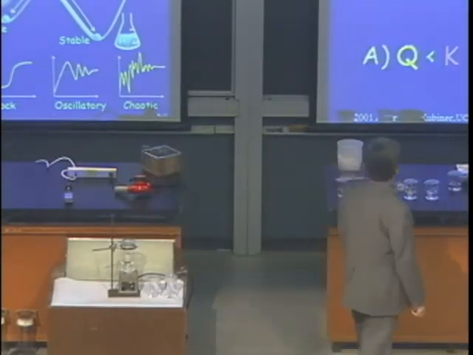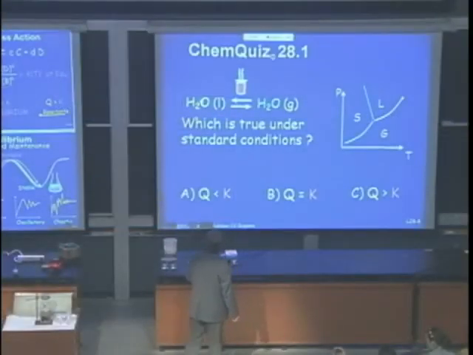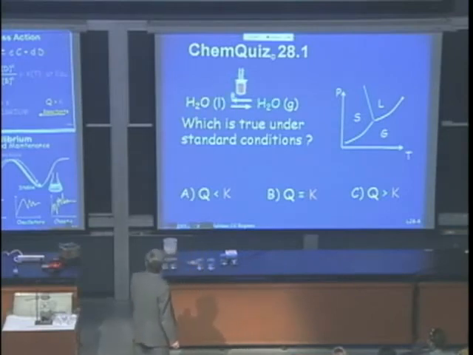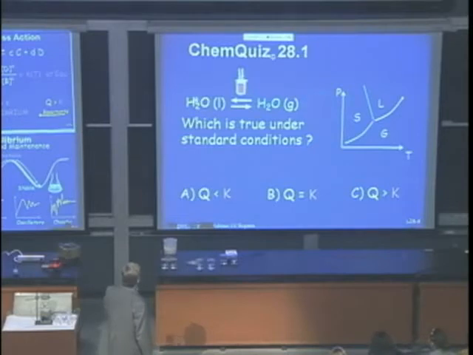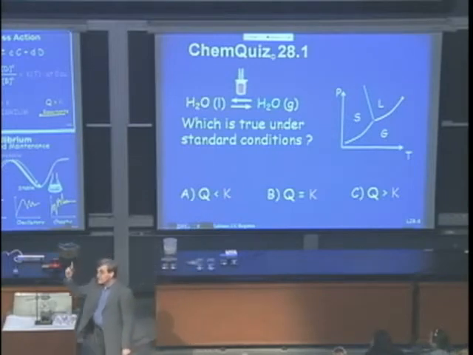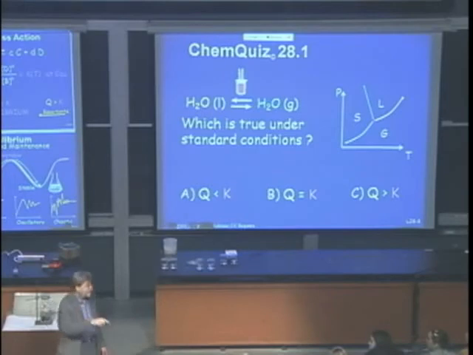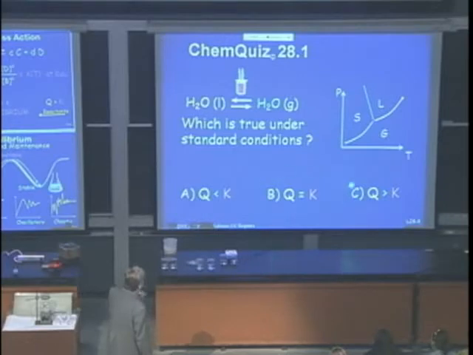So let's see if you understand. We have water boiling here. It goes from liquid to gas, so there is obviously a vapor pressure on top of it, which is true under standard condition. Remember standard condition? I defined this for you. Is Q smaller than K? Is Q equal to K? Or is Q larger than K? Why don't you think about this and give me your answer, please.